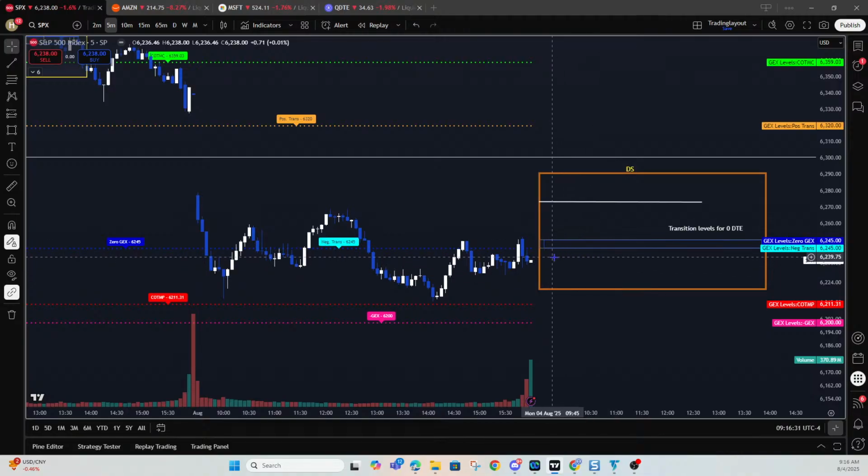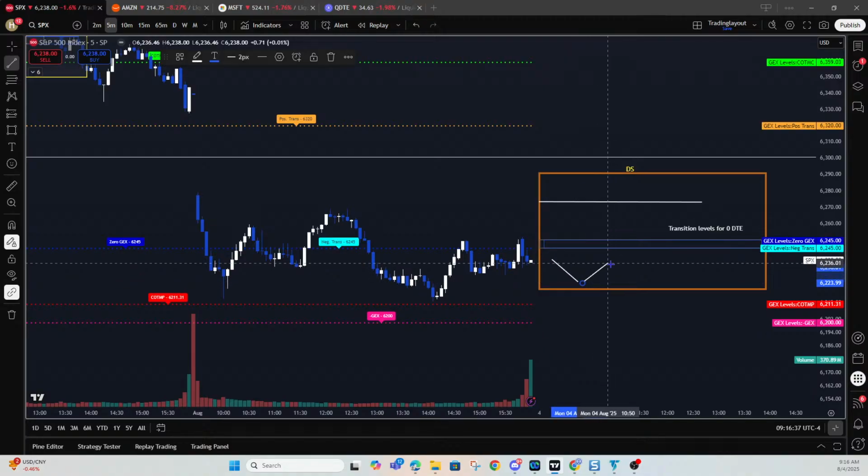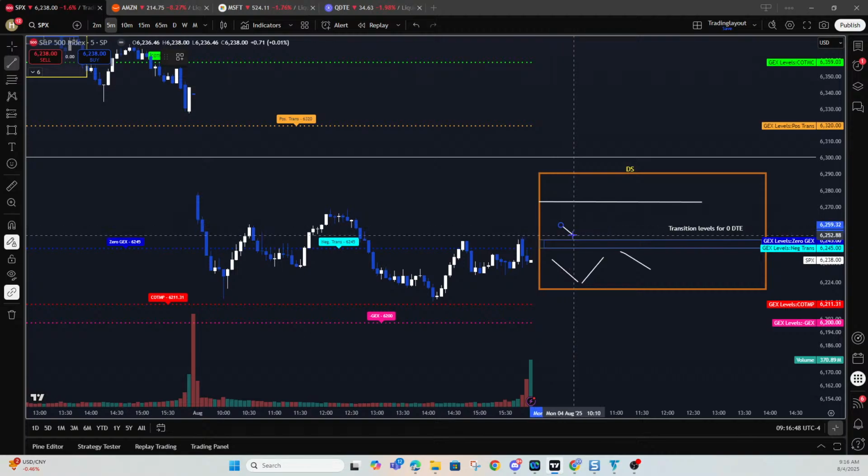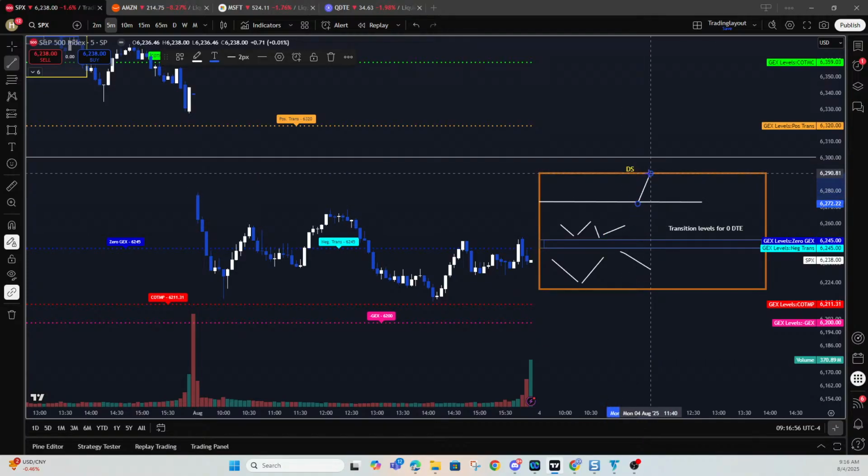So choppy action, if we drop down below transition, we look for some sort of move like this to come back up and test the transition area, and then see if we get a rejection back to the downside. If we get above the overall transition area and stay above it, we look for some choppiness type action to hold. And this would give us an opportunity to possibly go long back to the upside towards the top of the drunken sailor range.